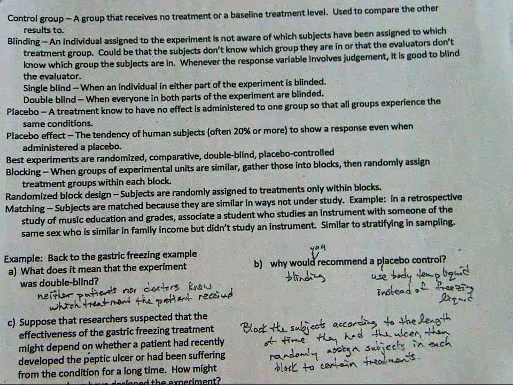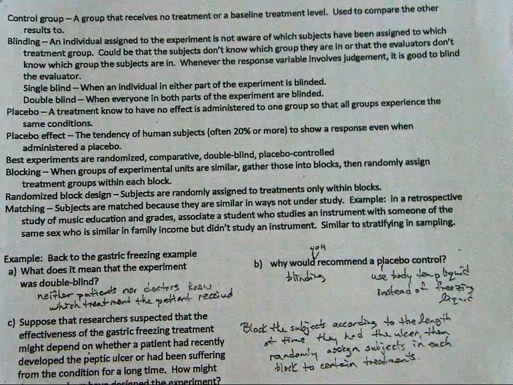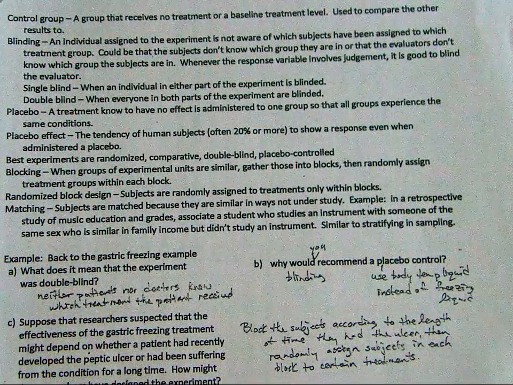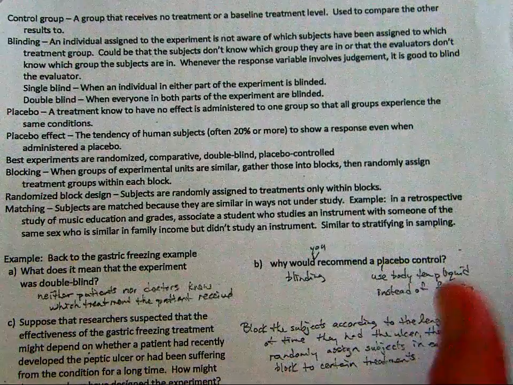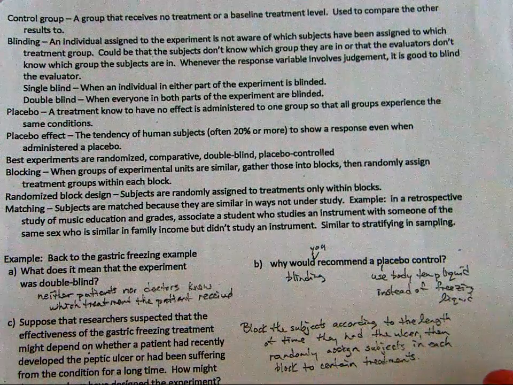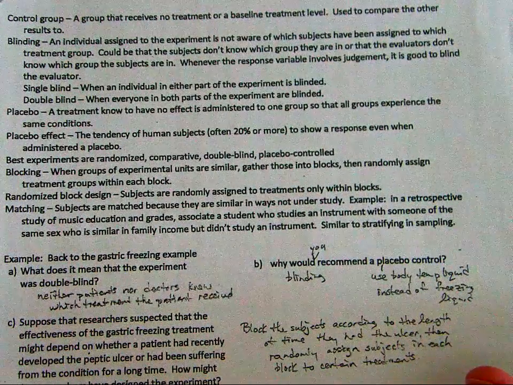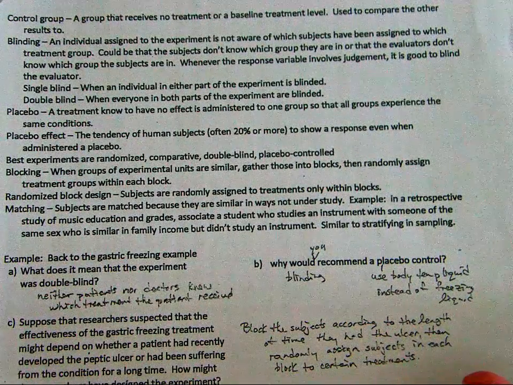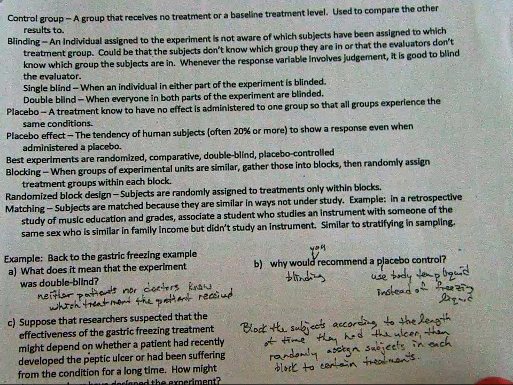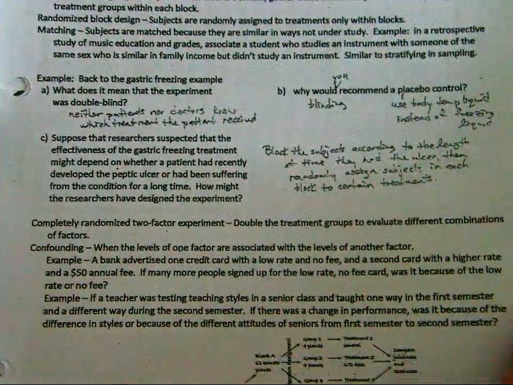Matching. Subjects are matched because they are similar in ways that you're not studying. So if you're studying a relationship with a certain thing, you want it to be similar in all the other ways except that one thing. Here's an example. In a retrospective study of music education and grades, they associate a student who studies an instrument with somebody of the same sex who is similar in family income but didn't study an instrument. So they make sure other things are the same except the thing they're trying to study. It's kind of like when we talked about stratifying when we were doing sampling in the last chapter, where you kind of associate people that are similar.